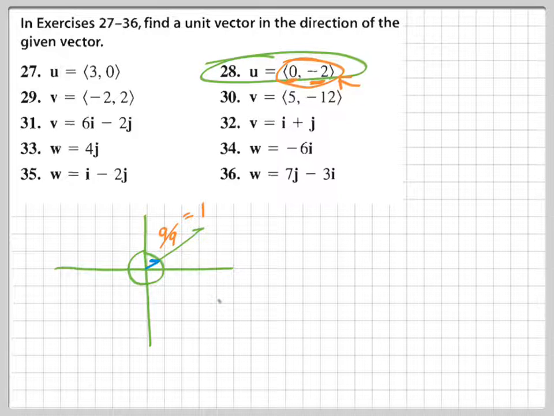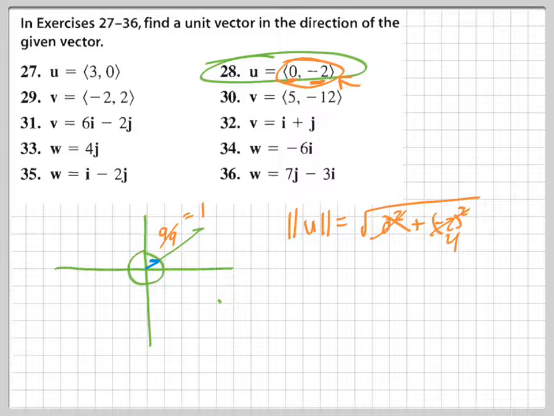So if you want to find the length of the u vector, you have to find its magnitude. You're going to take the square root of 0 squared plus negative 2 squared. Negative 2 squared is 4, and 0 squared, nobody cares. Then we have the square root of 4, and so the length of the u vector, the magnitude of the u vector, is 2.